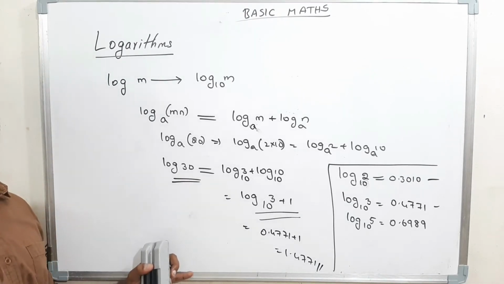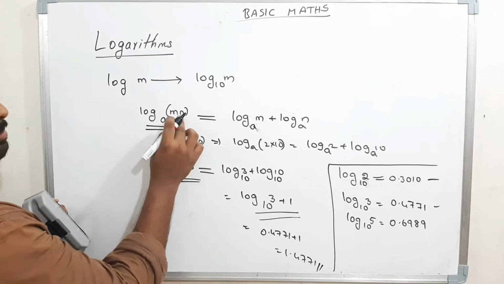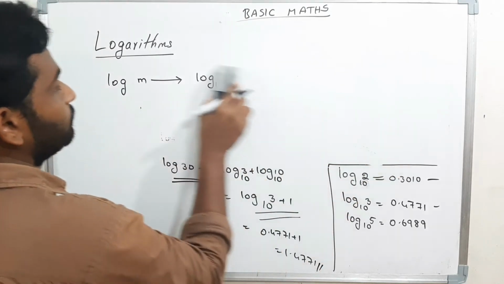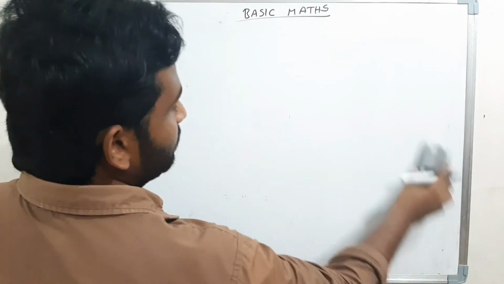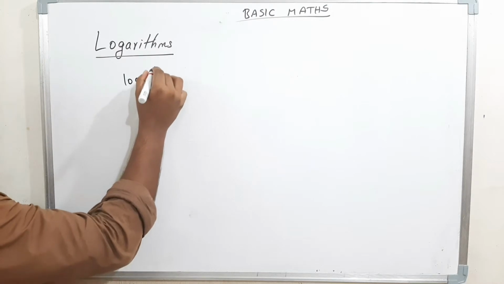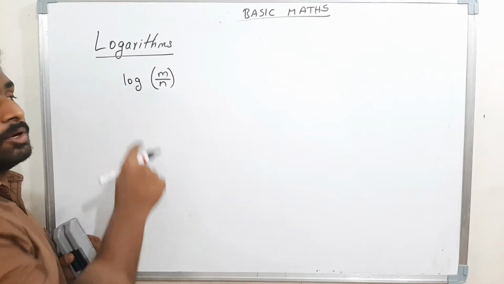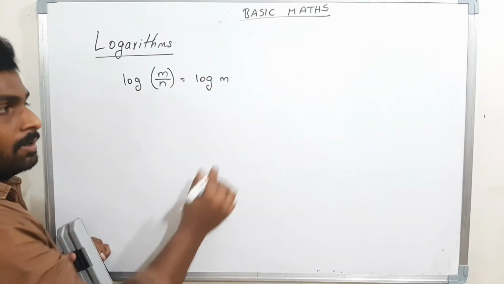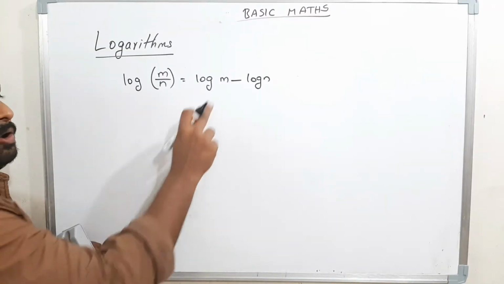Is it clear? Okay, now we will see one more formula. Please remember this: log m into n is equal to log m plus log n. One more formula, log m by n. Previously we saw multiplication, now we see division. I can write this as log m minus log n.